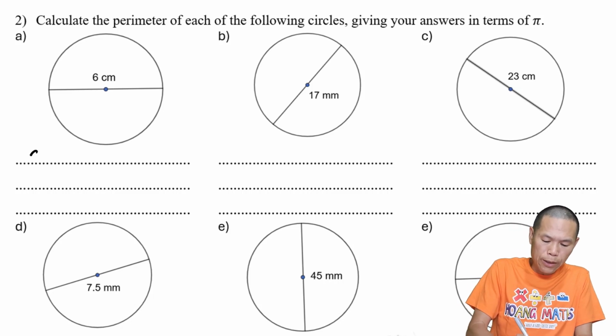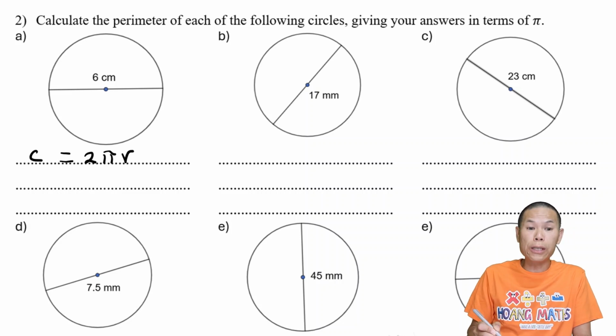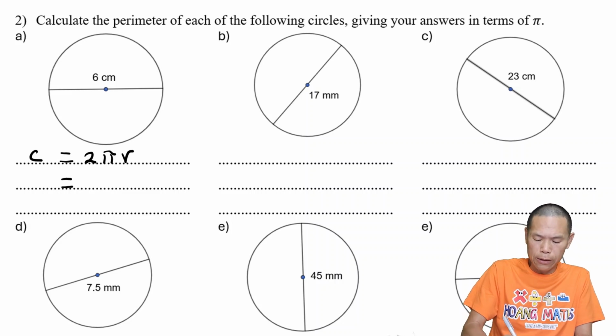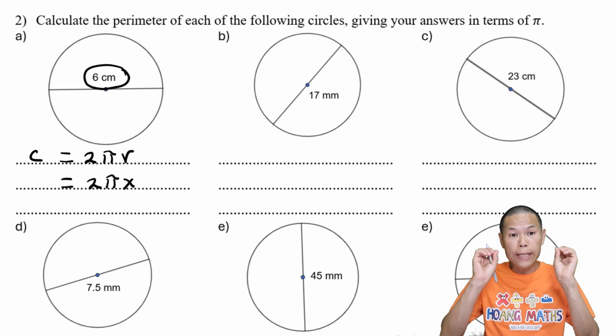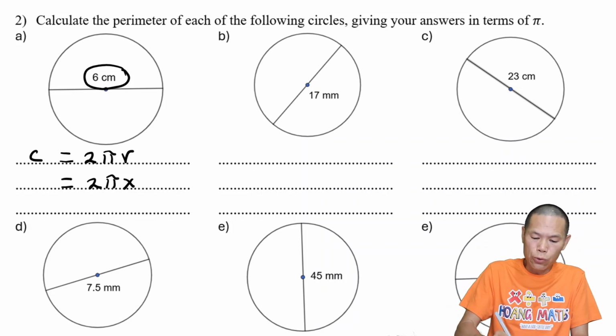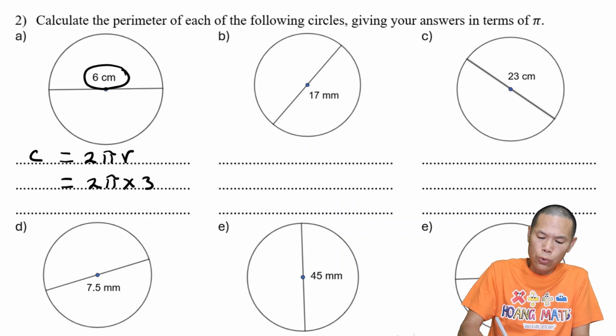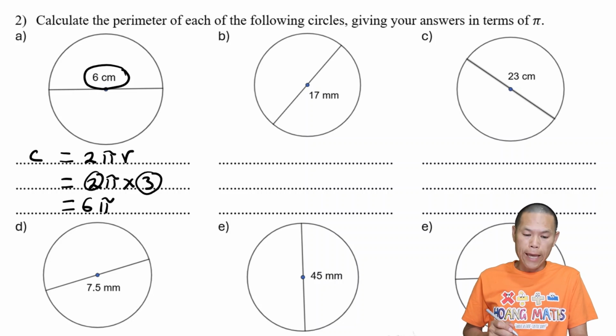So like this, circumference equals 2 pi r if you want to use this. So that becomes 2 pi times the radius, because the diameter is 6. So therefore, the radius is half of the diameter. So half of 6 is 3. So 2 times 3 gives me 6. So 6 pi. So that's the answer.